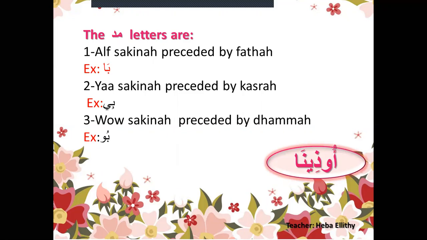The scholars collected the Mudood for us in some words. Like what? Like the word udhina. I have hamza with dhamma here followed by waw: mom preceded by her daughter. Dhal with kasra here followed by ya: mom preceded by her daughter. Then alif sukoon preceded by fatha: mom preceded by her daughter. So I have udhina.